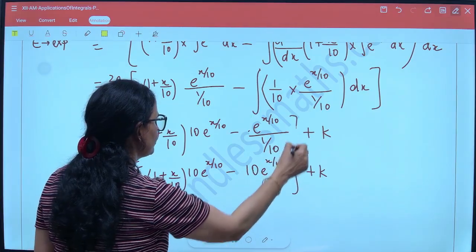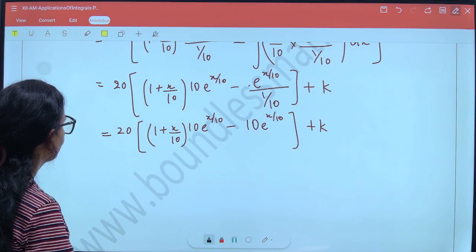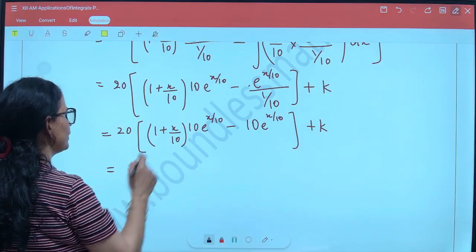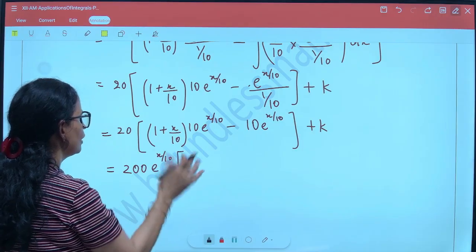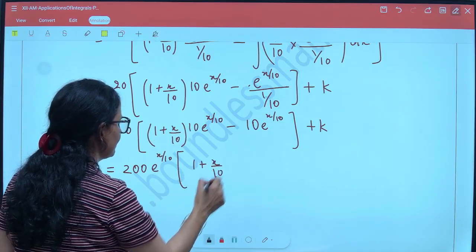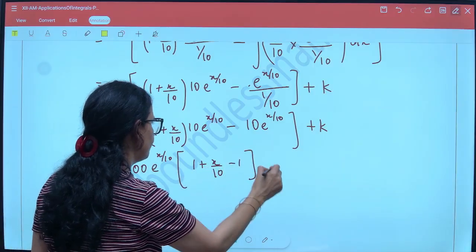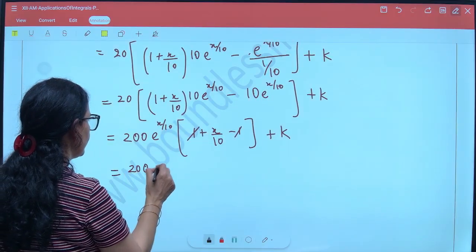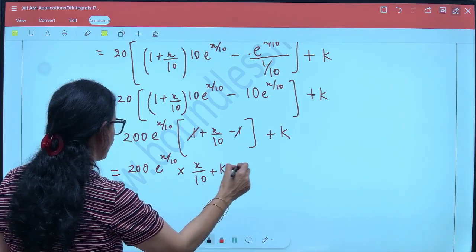You can keep the constant of integration outside these square brackets, it doesn't matter. Next, can we take out 10 e raised to power x by 10 common outside? So this becomes 200 into 10, 20 into 10, 200. 200 e raised to power x by 10 is gone out. What is left out from the first term? It is 1 plus x by 10 that is left out, and from here, because 10 e raised to power x by 10 goes out, we have just minus 1 plus the constant of integration. 1 and 1 get cancelled, so we have 200 e raised to power x by 10 into x upon 10 plus the constant of integration.